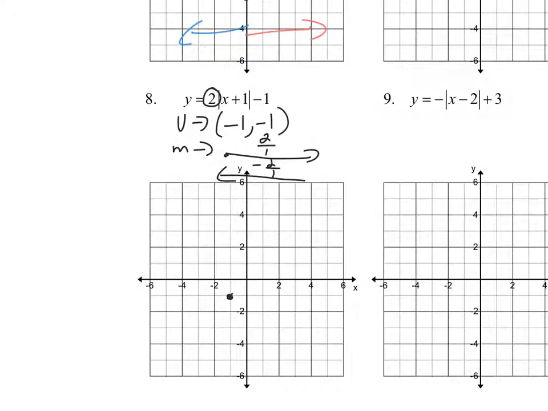Then we're going to go up 2 and to the right 1, up 2 and to the right 1. And this is when we're moving on the right-hand side of our vertex. Okay? And then draw your line. But if we're going to the left-hand side of our vertex, we'd go up 2 and to the left 1, up 2 and to the left 1, up 2 and to the left 1. And draw your line as straight as possible. Okay?